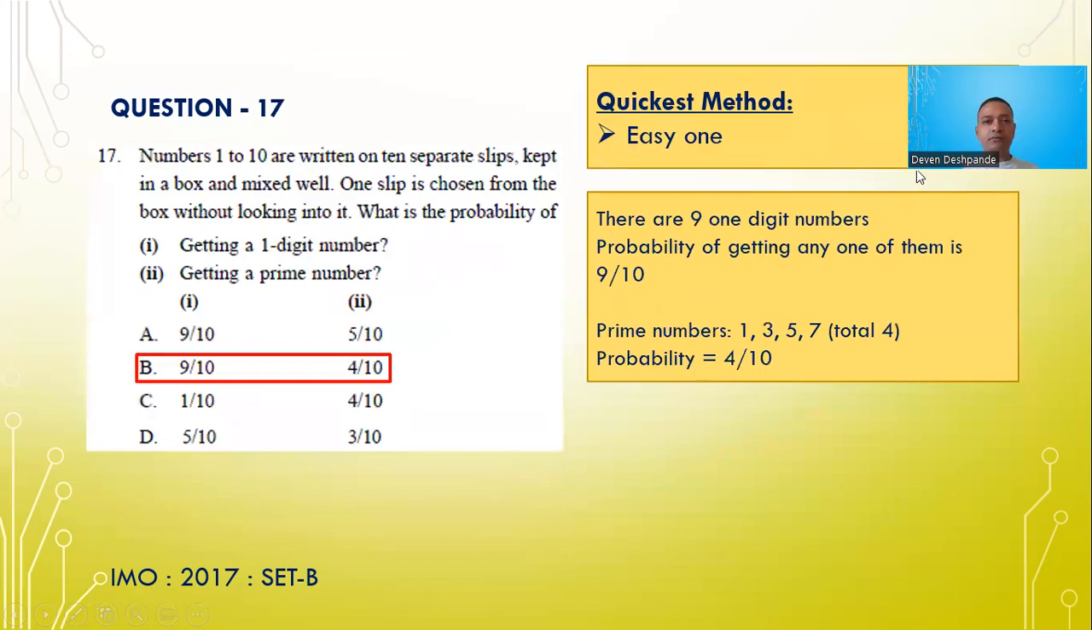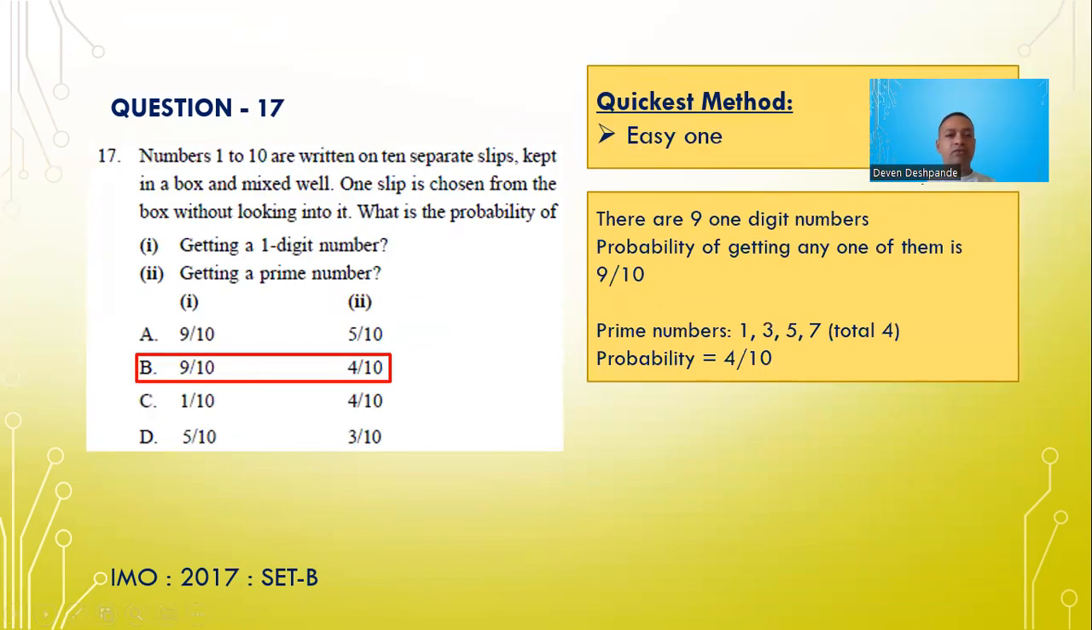Okay. Question 17. Numbers 1 to 10 are written on 10 separate slips kept in a box and mixed well. One slip is chosen from the box without looking into it. What is the probability of first getting a one-digit number? How many one-digit numbers are there between 1 to 10? There are 9 one-digit numbers, isn't it? 1, 2, 3, 4, 5, 6, 7, 8, 9. Total 9 one-digit numbers. So the probability of getting any one of them is 9 upon 10.